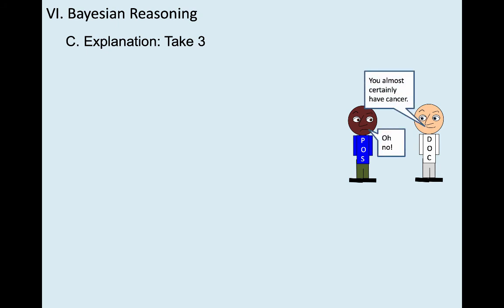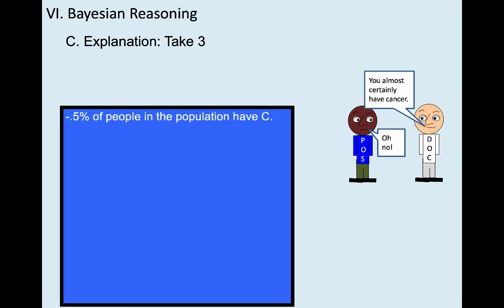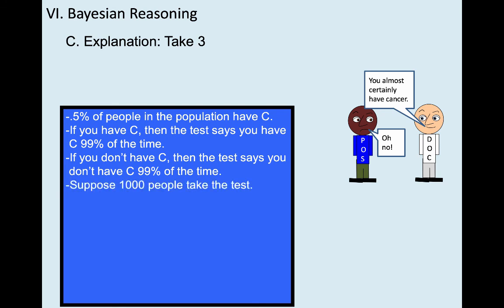We have a doctor who tells the patient after testing positive on the 99% accurate test that you almost certainly have cancer, and the patient says, oh no, and then we want to correct this doctor's mistake. So we say 0.5% of people in the population have the cancer. If you have the cancer, then the test says you have the cancer 99% of the time, and if you don't, it says you don't 99% of the time. 1,000 people take the test. How many of them will have cancer? Well, 0.5% of 1,000 is 5.